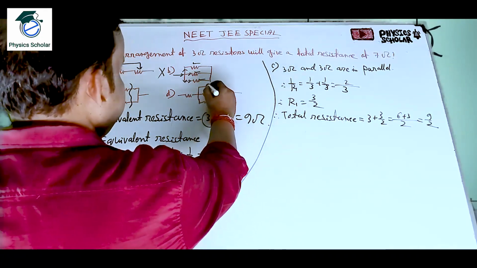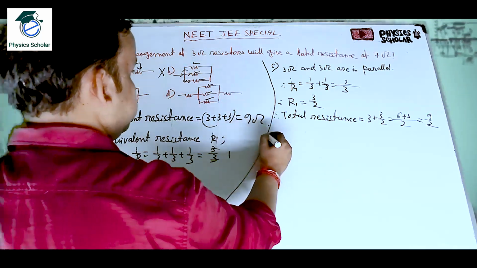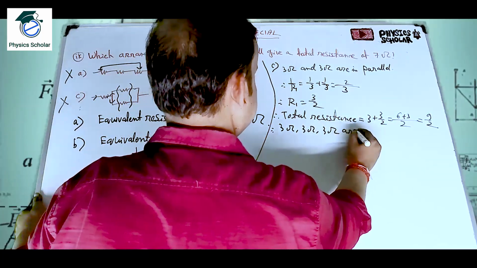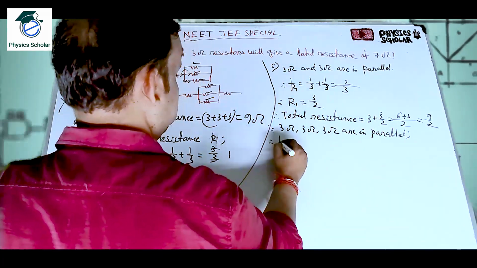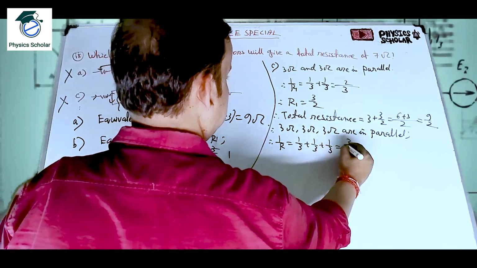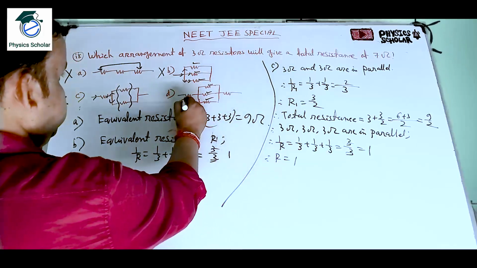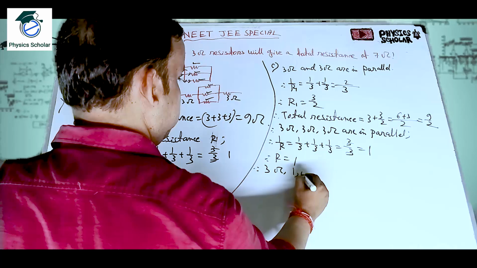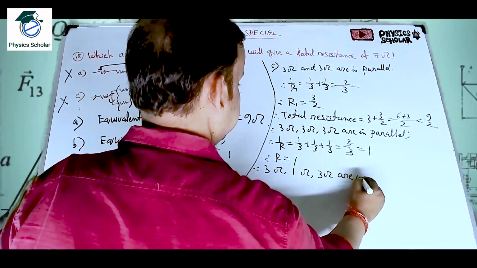Now see here, this and this are in parallel because the current will be divided at this point into 3 parts. So that means these 3 ohms are in parallel. So 1 by R is equal to 1 by 3 plus 1 by 3 plus 1 by 3, which is equal to 3 by 3, which is equal to 1. That means R is equal to 1. So along with this, these 3 ohms and these 3 ohms are in series. So 3 ohms, 1 ohm, 1 ohm and 3 ohms are in series.